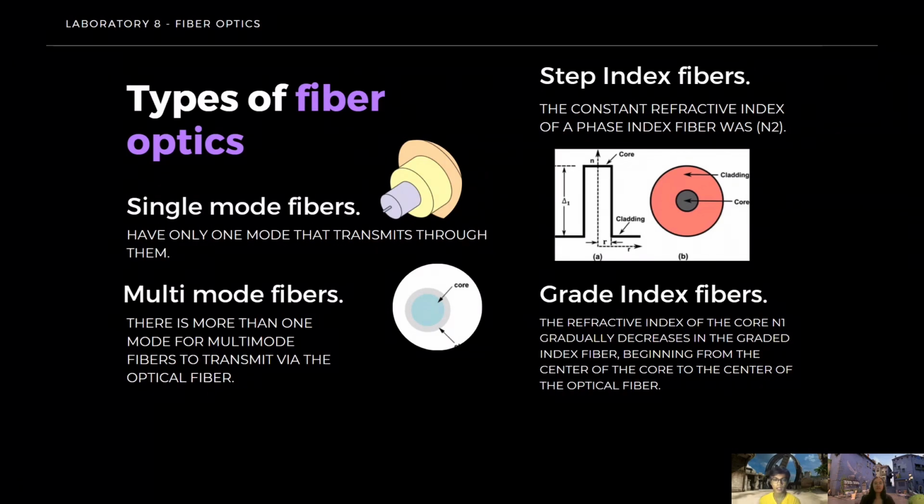So the next one is the graded index fibers. In this part, the refractive index of the core, N1, gradually decreases in the graded index fiber, beginning from the center of the core toward the edge of the optical fiber. Next slide, please.